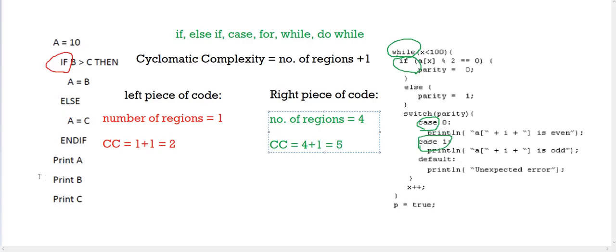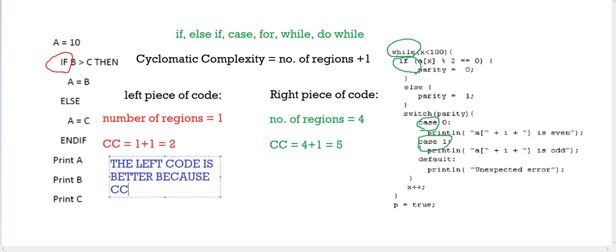So among these 2 pieces of code, the left code is better because its cyclomatic complexity value is lower. Because it's simpler and less complex, the code on the left is better.